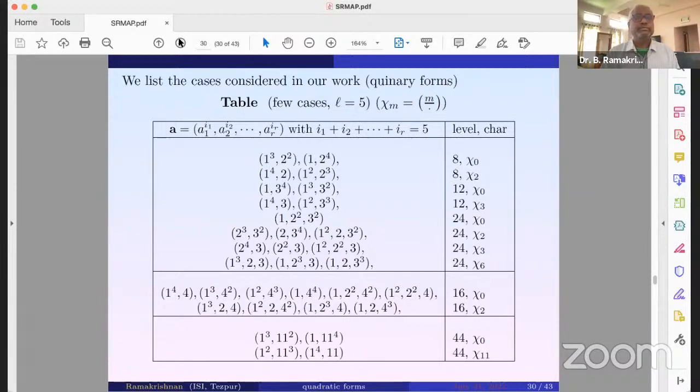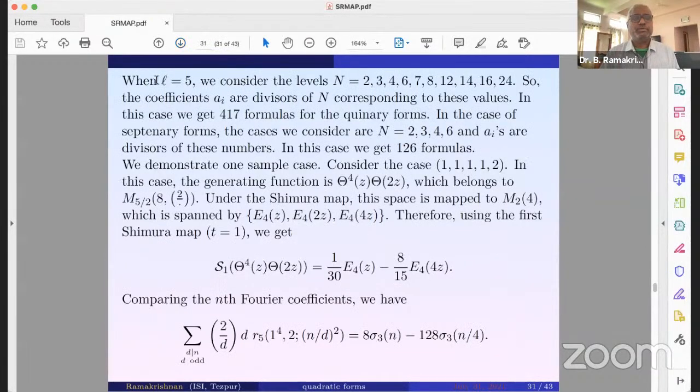Okay, so this is only a few cases when L equal to 5. If you look at the next one, L equal to 5, you consider the levels as 2, 3, 4, 6, 7, 8, 12, 14, 16, 24. Therefore, when you fix a level, the coefficients are divisors of these numbers. And then if you count the number of cases we considered, it will be 417 formulas, which include the formulas obtained by Cooper, Lam, and Ye. In the case of 7 variables, we consider the level N as 2, 3, 4, 6, and A as divisors of these numbers. And in this case, we have 126 formulas.